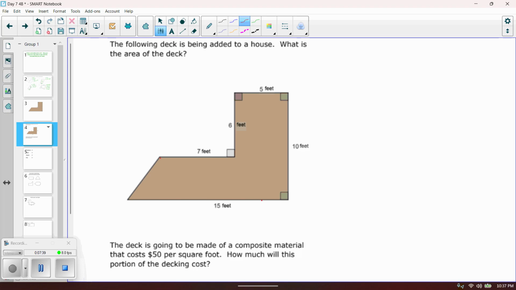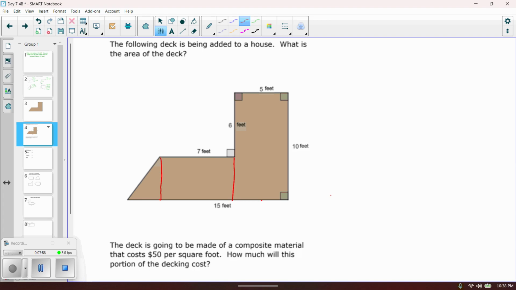So again, I am going to go ahead and split this up. I'm going to draw the little line right here to create a triangle. And I'm going to draw a line straight down here to create a rectangle. So now I basically have two rectangles and a triangle. The biggest thing is we have to make sure that we have all the correct dimensions.